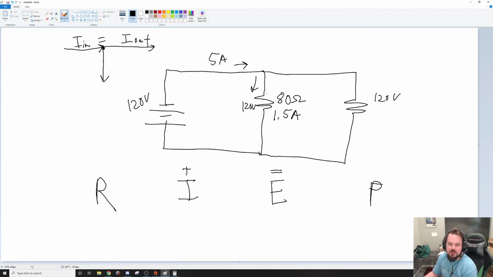Current is going to add up. So if we have 5 amps total, 1.5 amps here, well, I know that this one is going to be 3.5 amps, right? Because any current that didn't go this way has to go this way. You see what I'm saying? And whenever you get past here, you have 5 amps again because it's all come back together.